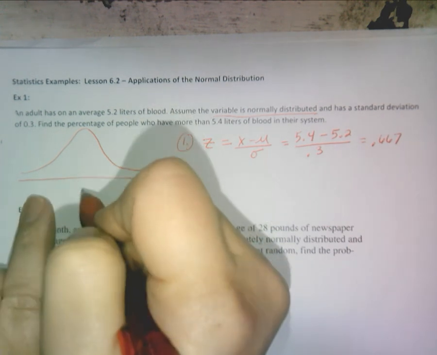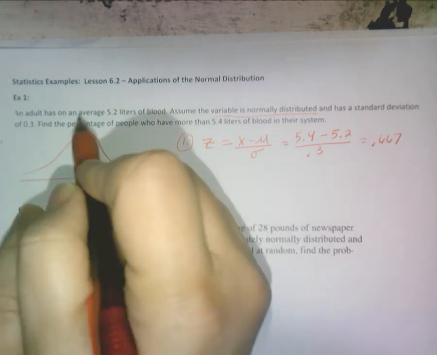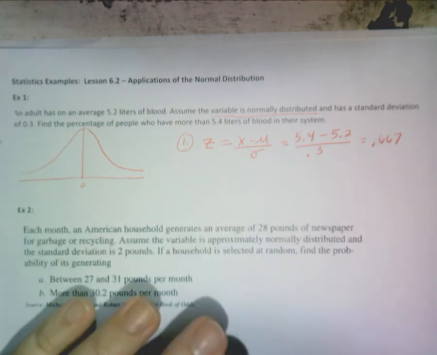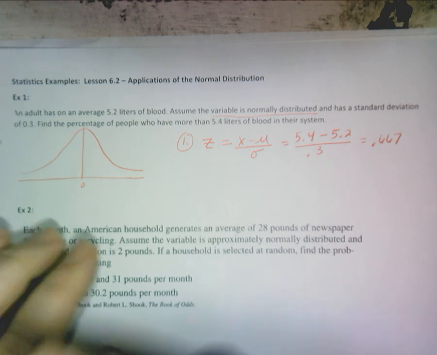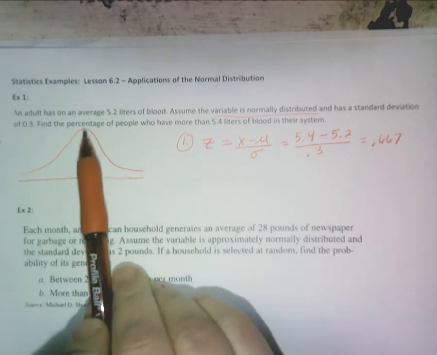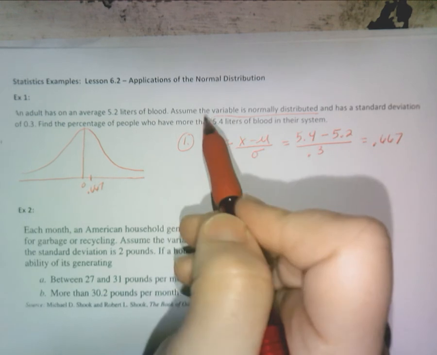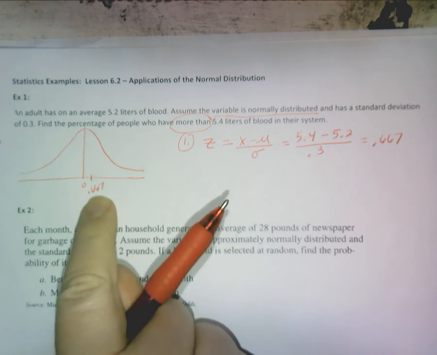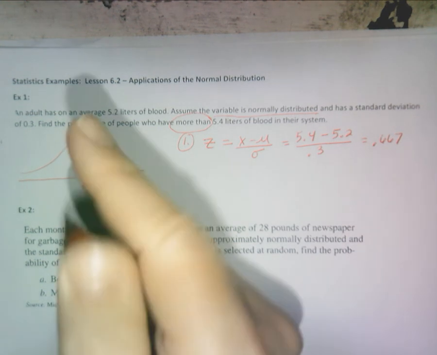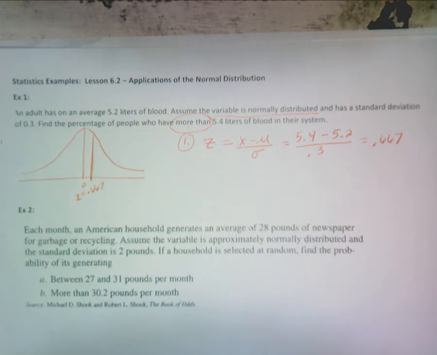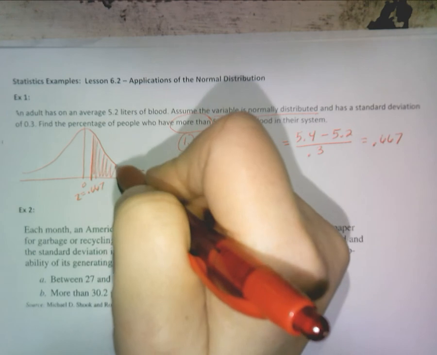So on my little normal distribution here, remember this is 0. Where would 0.667 lie? To the right of 0, to the left? This isn't a hard question. To the right. So here's my z, 0.667. Now, I want to find the percentage of people who have, look at this word, more than that z-score, more than 5.4. This is equivalent to 5.4 liters of blood. This is the z. So would I shade to the right of this or to the left of it? More than, wouldn't that make sense to the right?